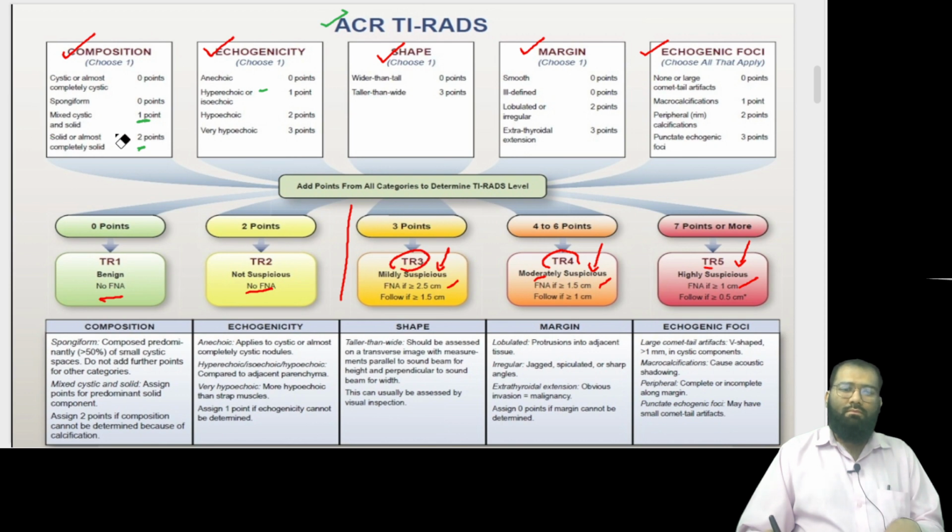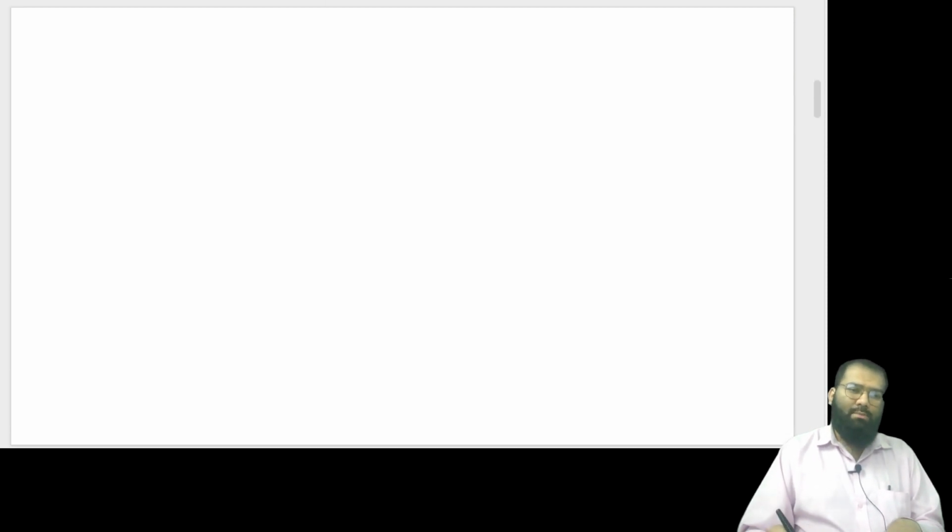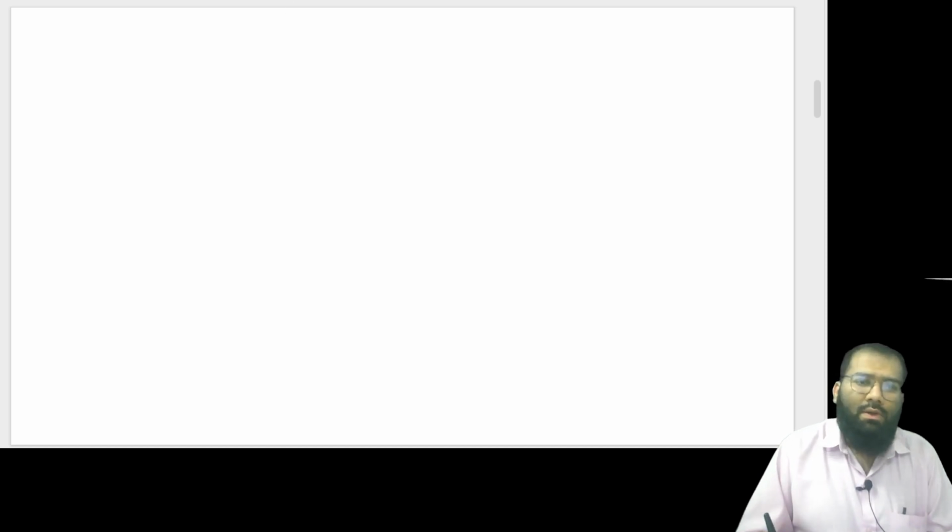Now after this, the third important thing which you have to look for, or the third important category in this, is you have to look for the shape. So I'll explain you shape and then you have to look for margins. So let us take both of this together. So we come to shape now.